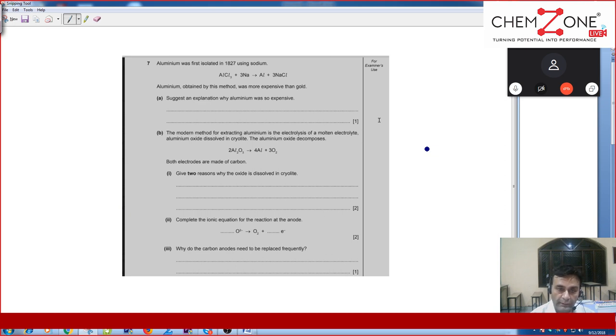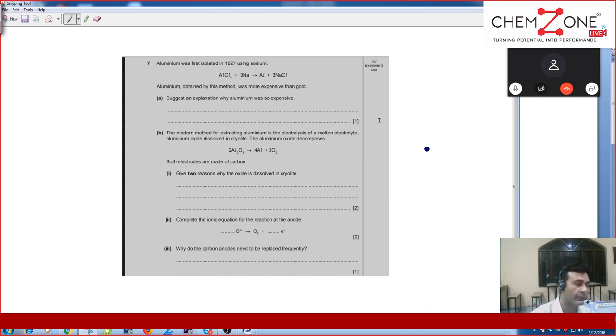Yes, sir. The modern method for extracting aluminum is the electrolysis of a molten electrolyte: aluminum oxide dissolved in cryolite. Aluminum oxide decomposes like this. Both electrodes are made of carbon. Give two reasons why the oxide is dissolved in cryolite.